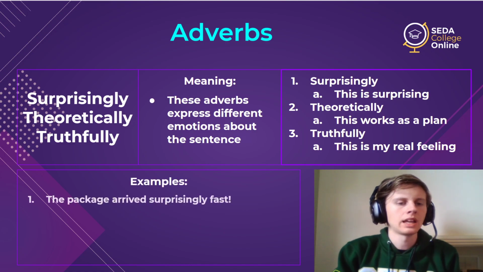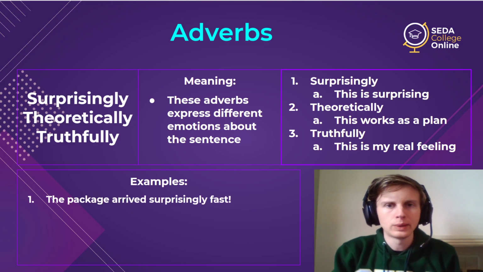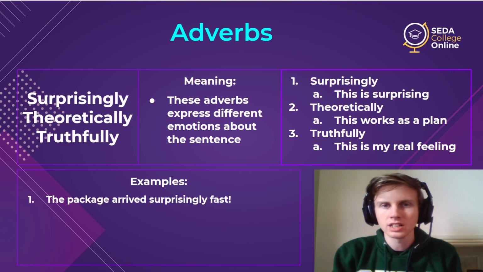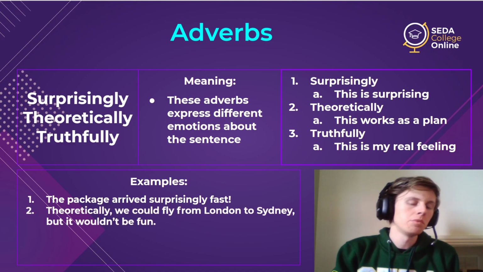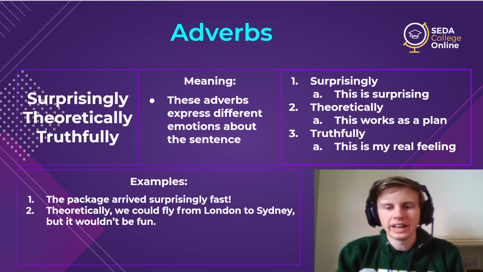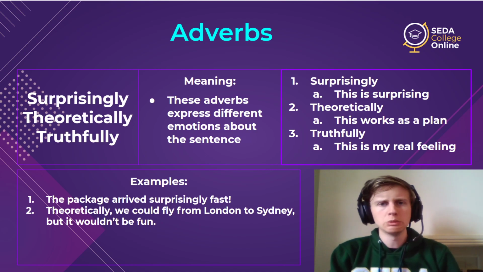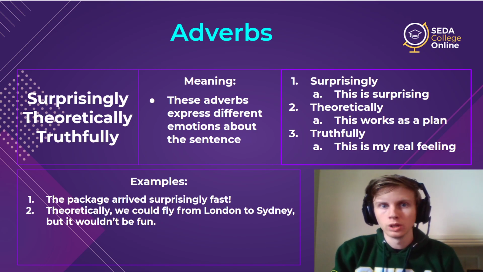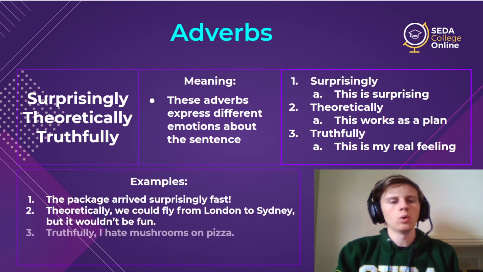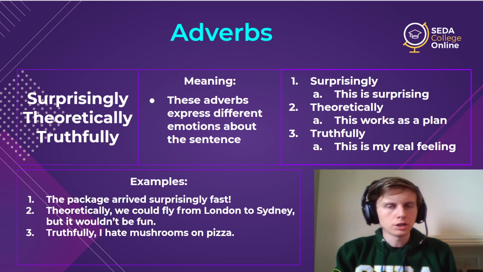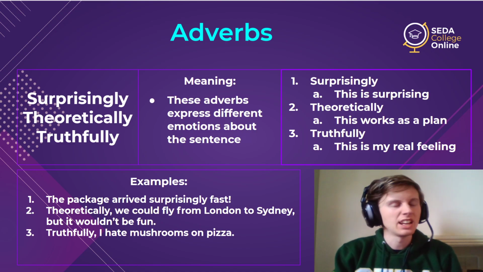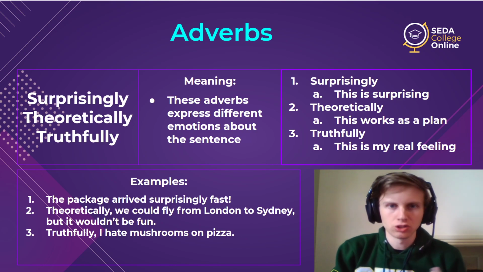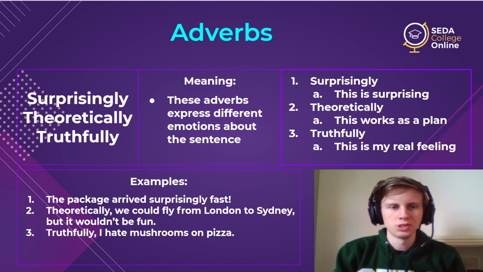So you can say something like, the package arrived surprisingly fast. And you're just saying, wow, this is faster than I thought. I did not expect. Or theoretically, we could fly from London to Sydney, but it wouldn't be fun. So this is just saying, it is possible, it works as a plan. Or truthfully, I hate mushrooms on pizza. That's me. I don't like mushrooms. So that's my real feeling. Truthfully, I hate mushrooms on pizza.